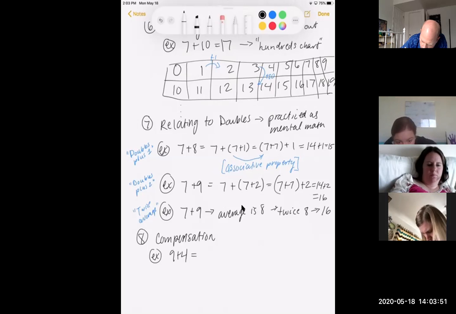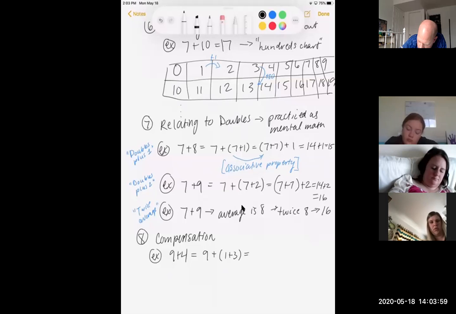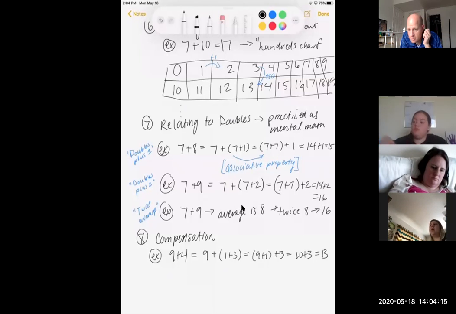I'm going to take 1 from the 4. So that means I'm going to have 9 plus, breaking up my 4 into 1 plus 3. So I can use the associative property again to take it to the 9. Okay. And then you add that together to get 10 plus 3, which is 13. Okay. So compensation takes 1 from one number, puts it to the other number. And you can make the math easier that way by looking at the numbers in their entirety.